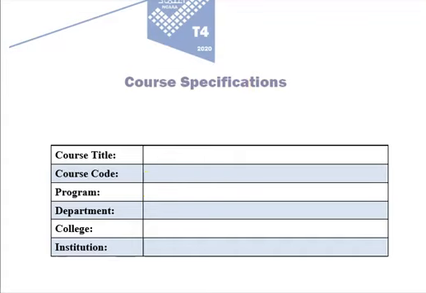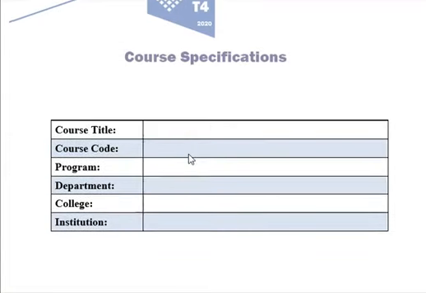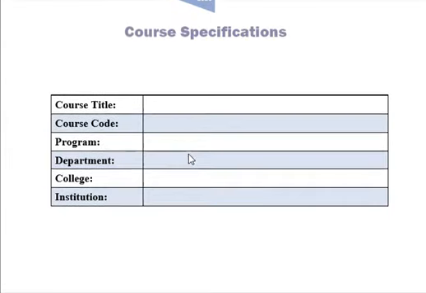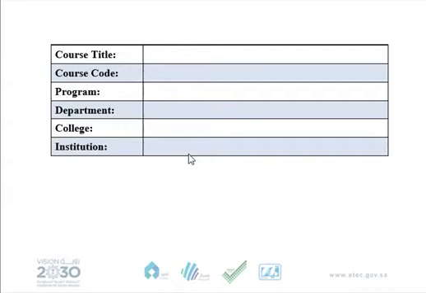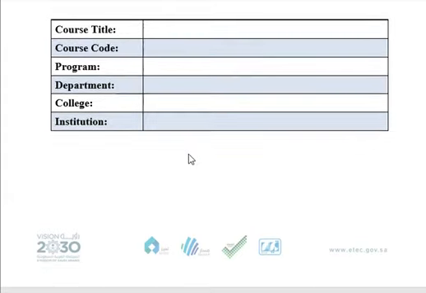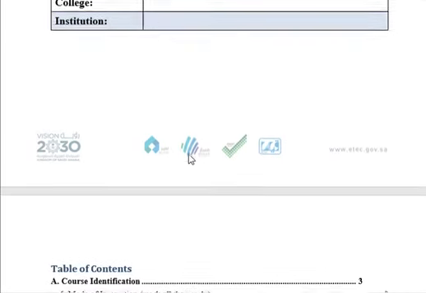This is the new form of course specifications, published by the Education and Training Evaluation Commission on its web page. It is similar to the previous edition, but there are some changes. We have here the course title, program code, program name, department, college, and institution. These are the general information.